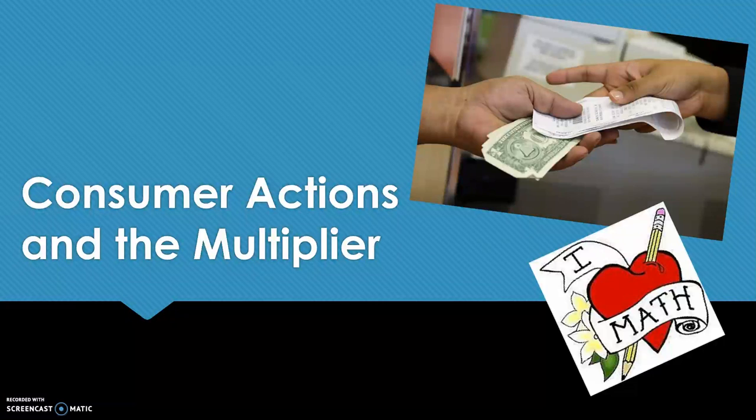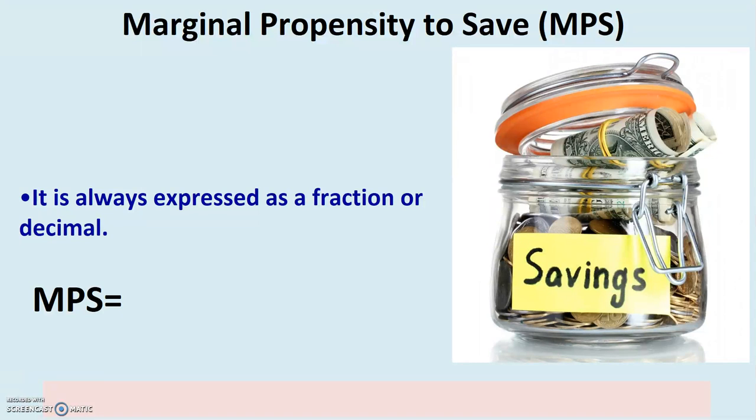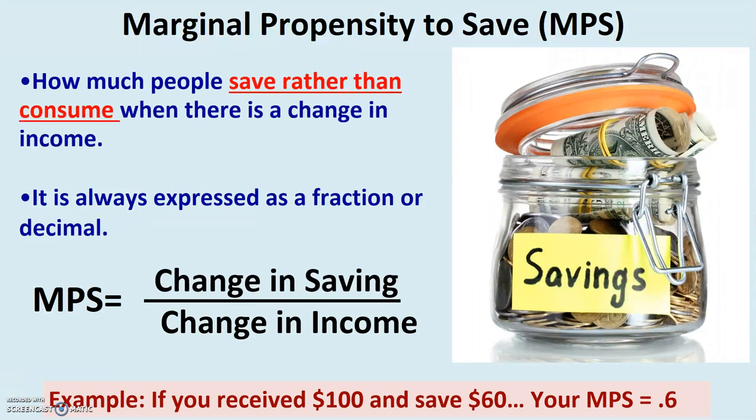So in economics, we have some terms for that. The first thing that we've got is something called the marginal propensity to save, or the MPS. So this is how much people would save instead of consume when there's a change in income. So it's always expressed as a fraction or a decimal, and all we're doing is we're saying how much did you get in additional income and how much did you choose to save instead of spend.